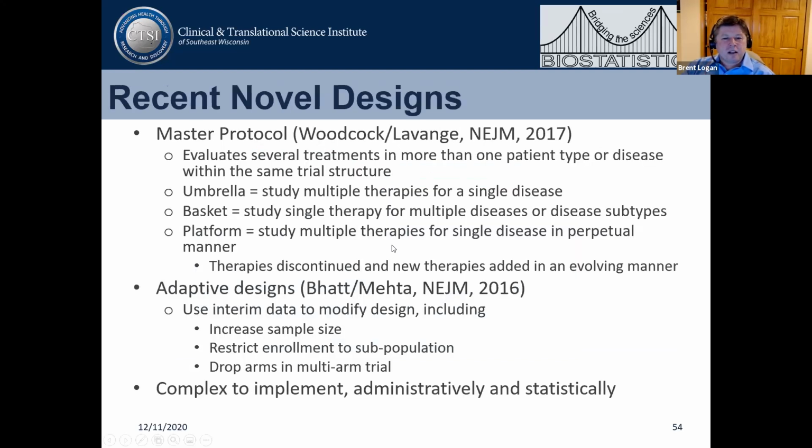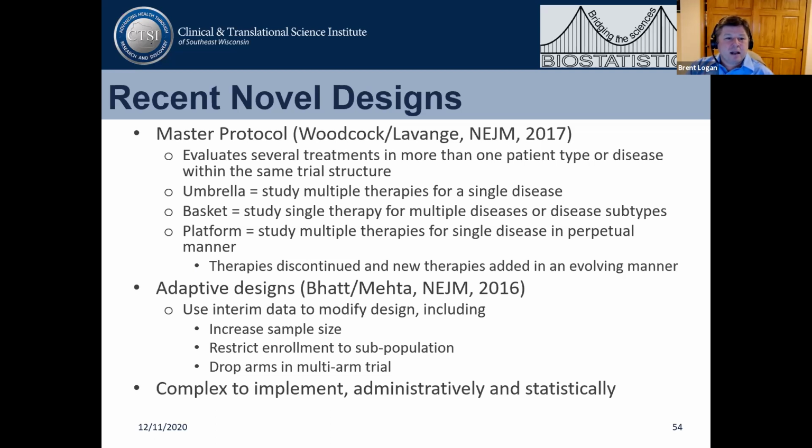I do just want to close with a slide to talk about some recent novel designs that you may come across. One is the concept of a master protocol. There's a paper in the New England Journal in 2017 that talks about this. The basic concept of a master protocol is that you want to evaluate several treatments in more than one patient type or disease within the same trial structure.